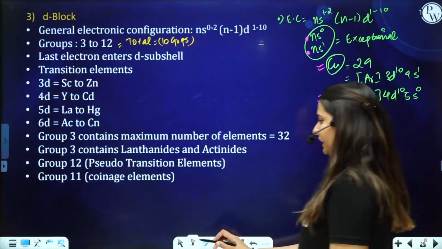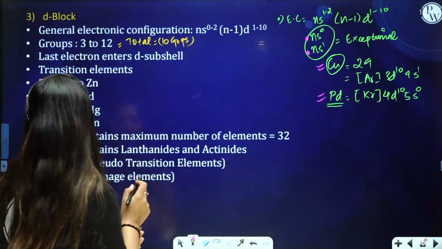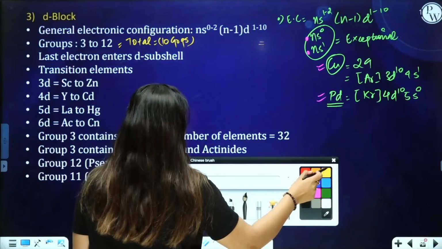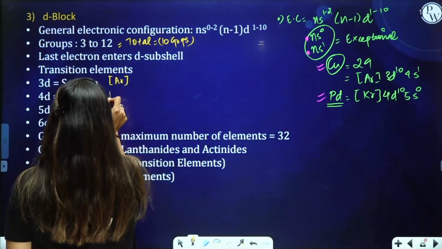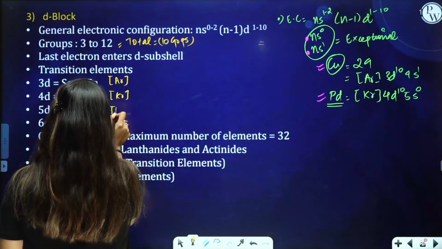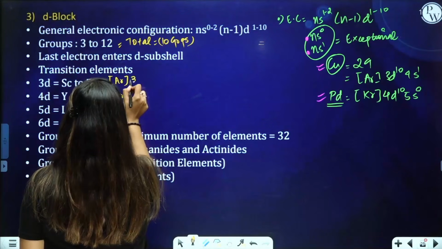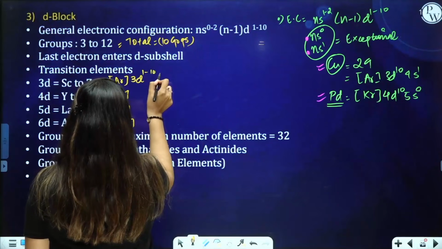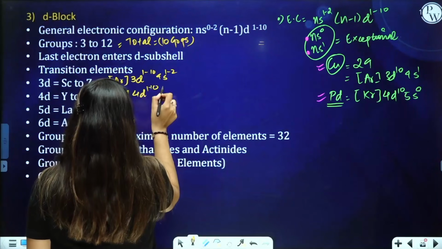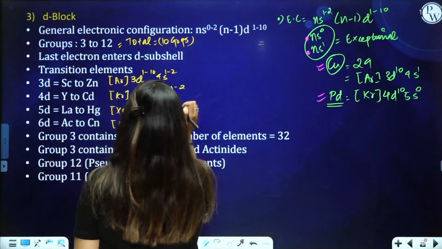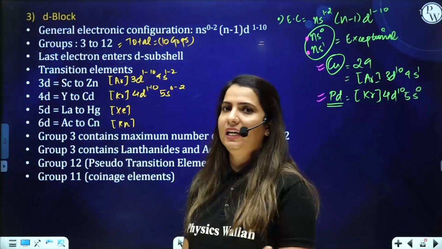You can see the series and easily answer all of these. We can write the general electronic configuration for all these elements. Like I can write any of the noble gases: argon, krypton, xenon, and then radon. So here we have 3d 1 to 10, 4s 1 to 2, 4d 1 to 10, 5s 0 to 2, because this 5s0 exception is present for palladium only, so I have written only 0 to 2, right?